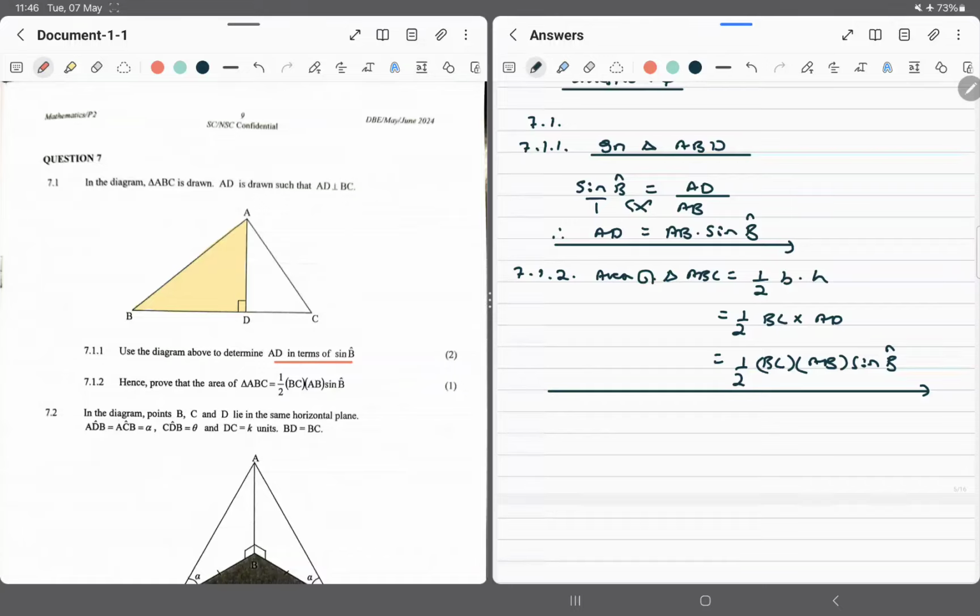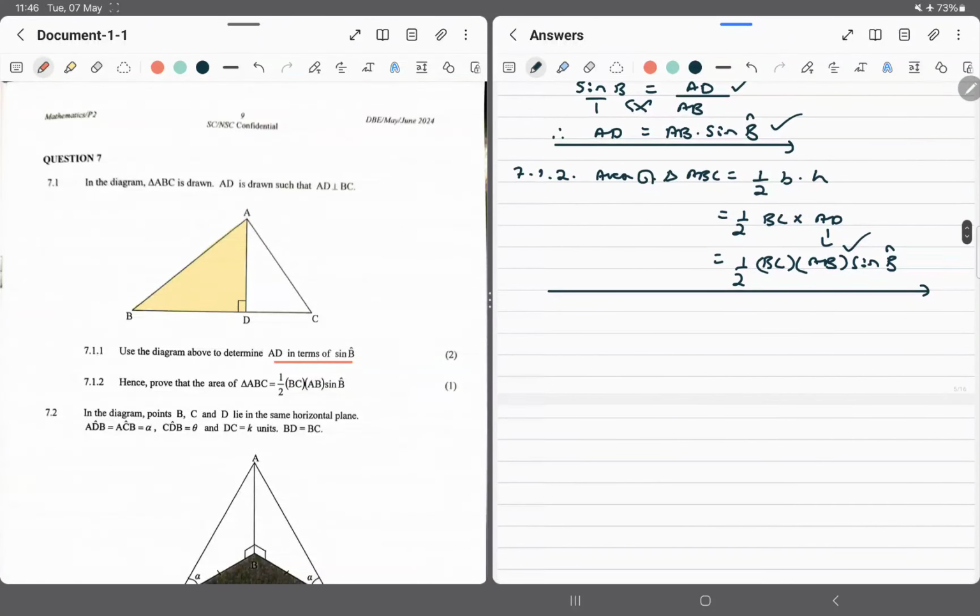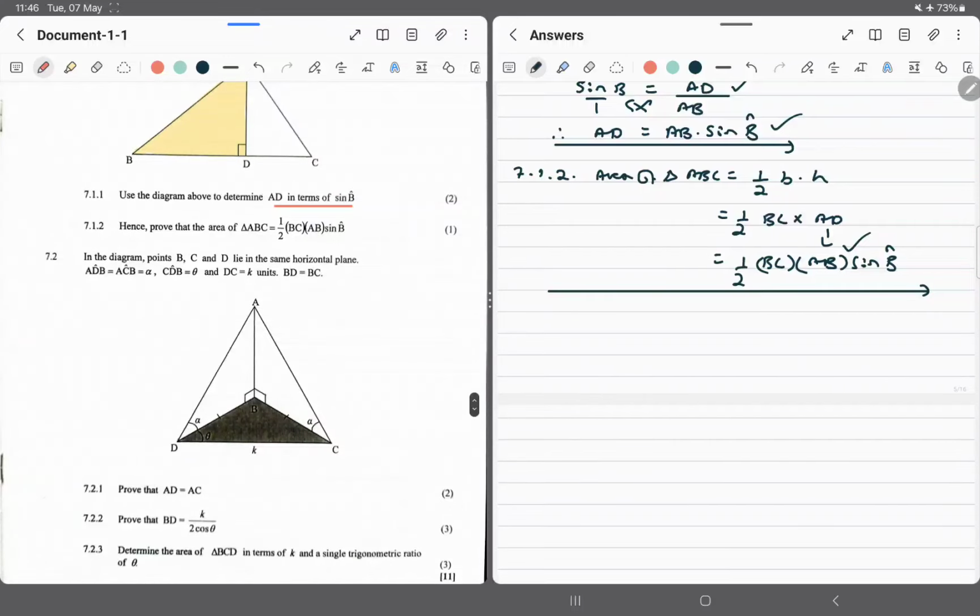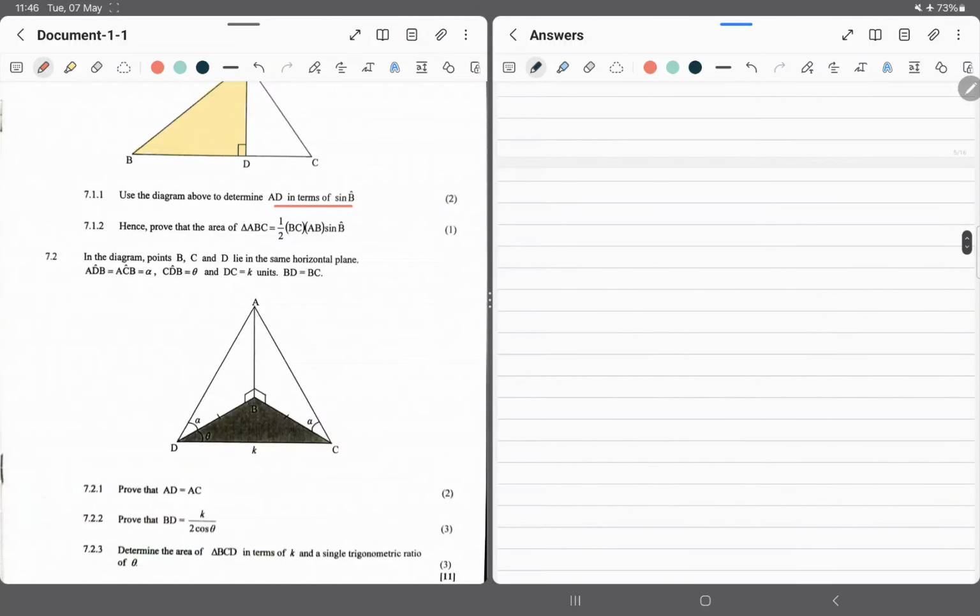So that was just easy stuff. So most likely that and that. And essentially here what matters is substituting AD. That's the 1 mark. Okay. 7.2, quickly guys. Trig is the longer section as well.